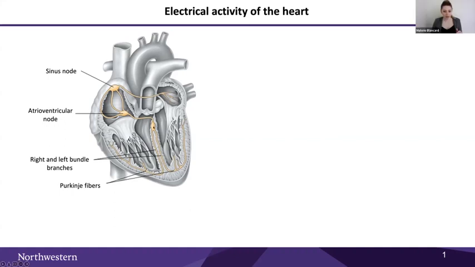Then you can see that the conduction system is divided into the right and the left bundle branches. And then, oh, where is my pointer? Here. Then the electrical activity spreads through the ventricles using the Purkinje fibers.